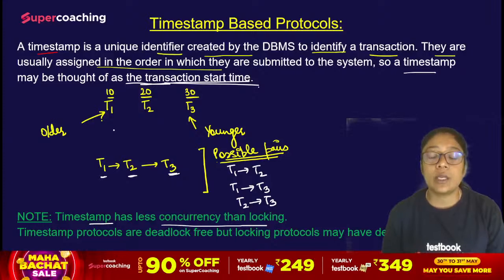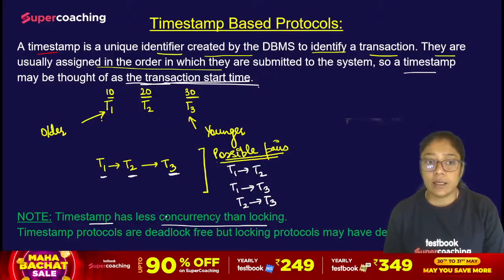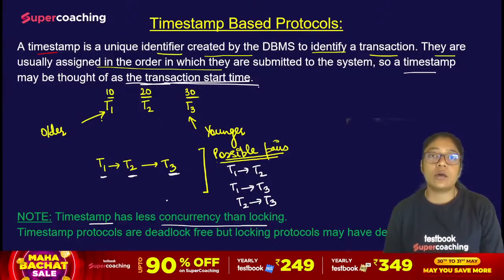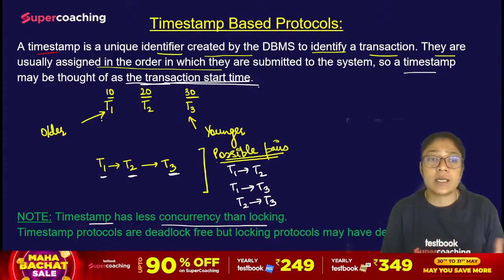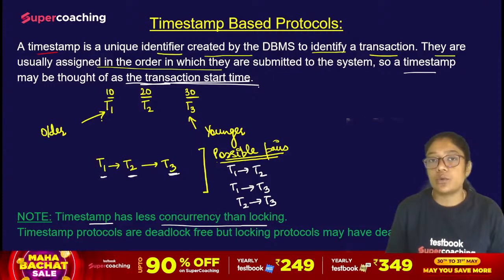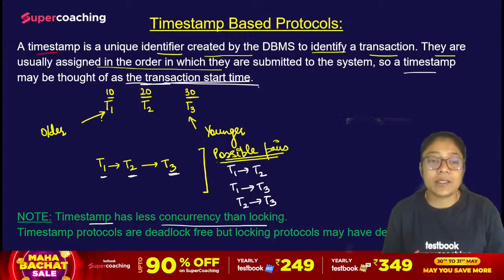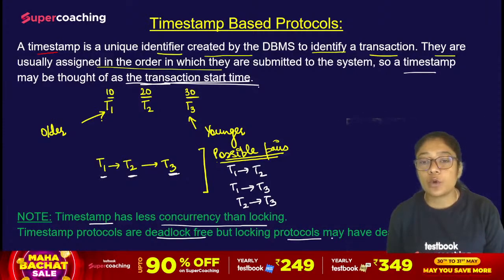The reason is that here we cannot have the concept of shared or exclusive lock. If a person has locked the system for reading purpose, no other person is allowed to read the database at the same time. So timestamp has less concurrency than locking, but timestamp based protocols are deadlock free protocols, because locking protocols have deadlock. So this is about the advantages and disadvantages of the timestamp. Make sense?